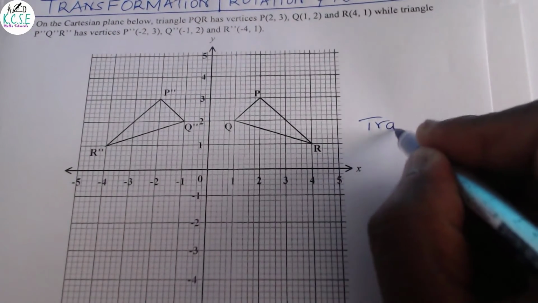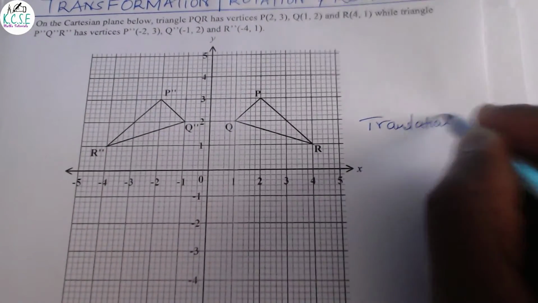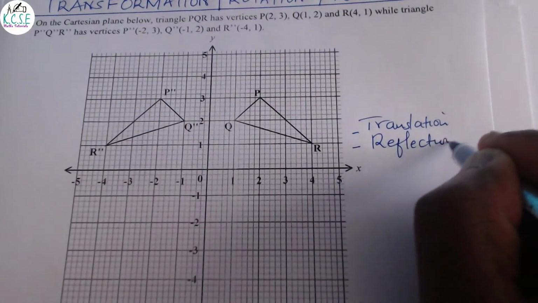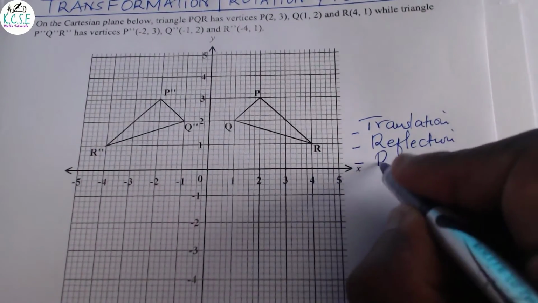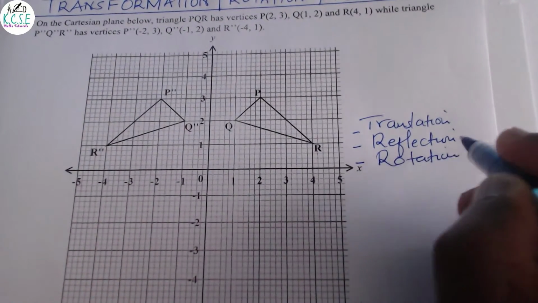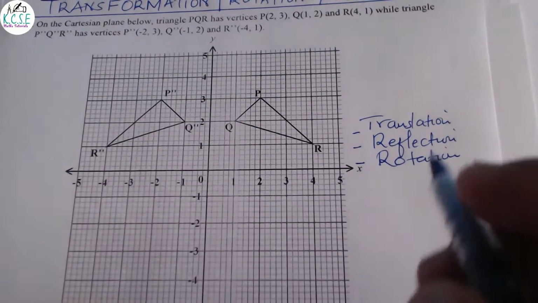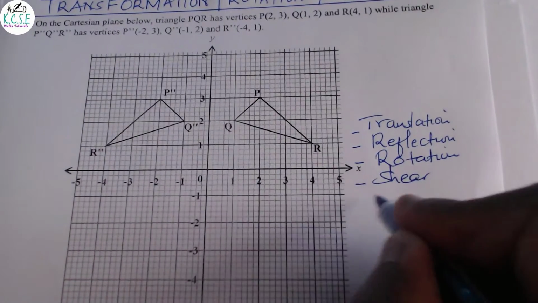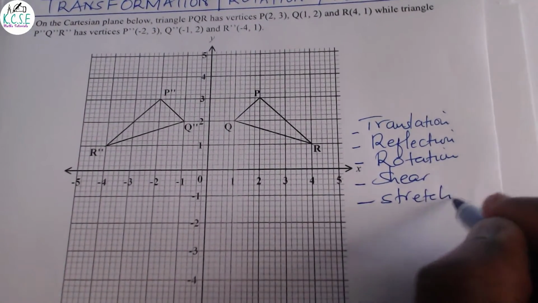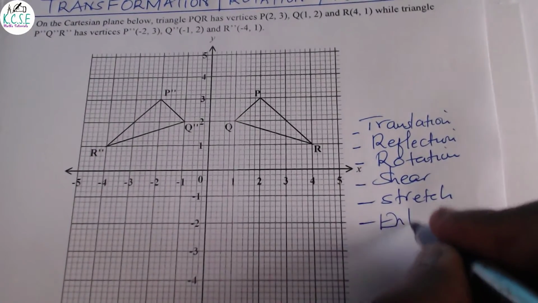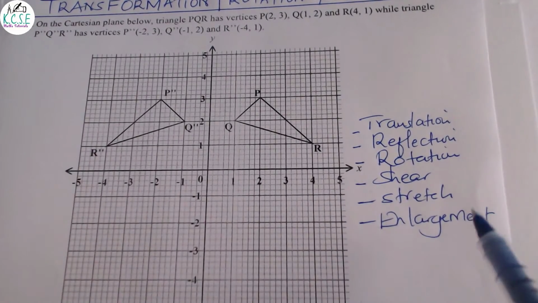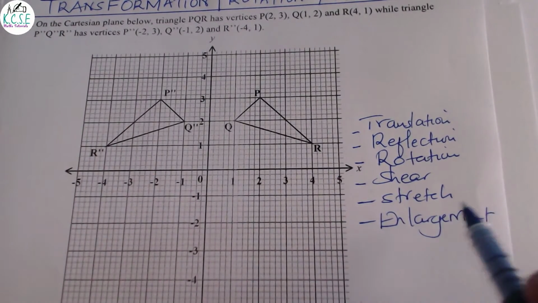Think of translation. Think of reflection. Think of rotation. And understand the properties of each of these transformations. Think of shear. Think of stretch. Think of enlargement. I don't know whether I've left any other. I think these are the major ones. We have stretch, shear, rotation, reflection, translation, all these.